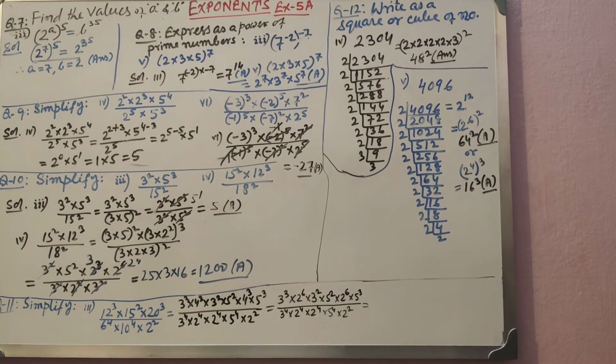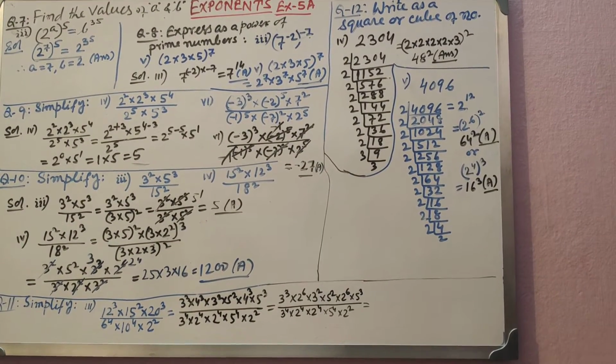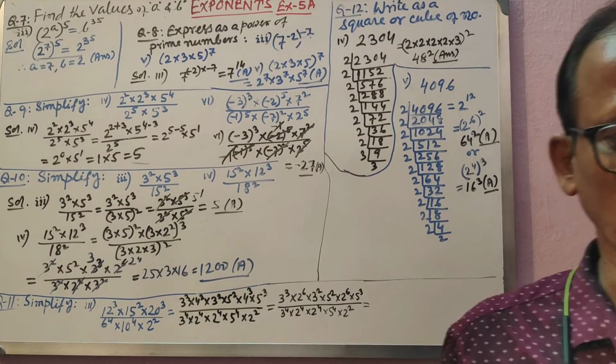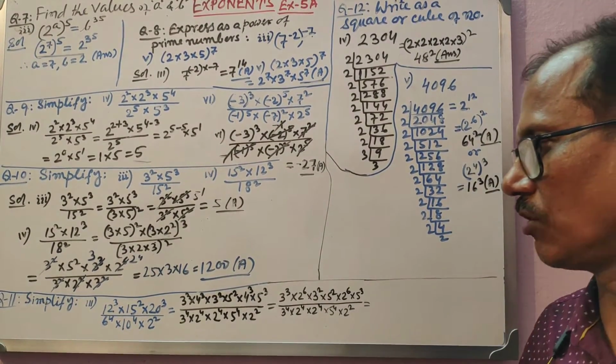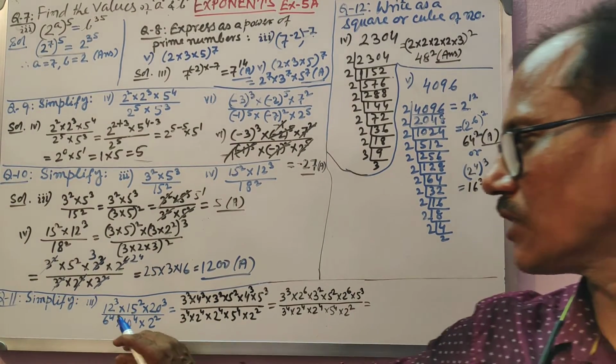Okay, students, we are learning exponents. Questions number 11 and 12 are left. Question number 11, I of course did it, but the cancellation part, once again I will show you. You could understand how question 12 is.